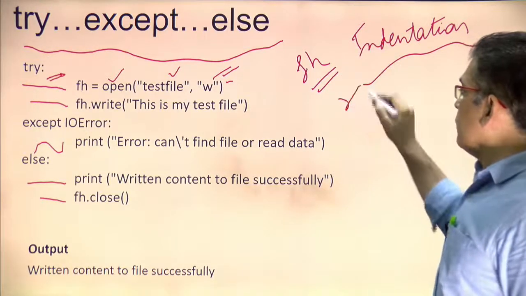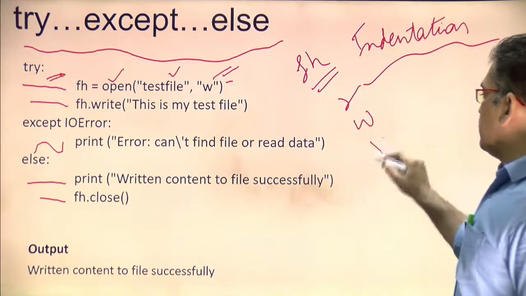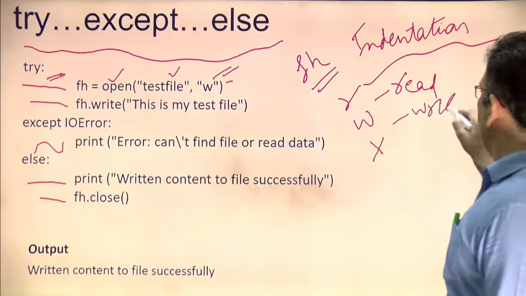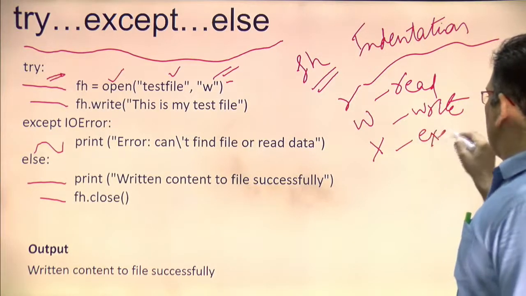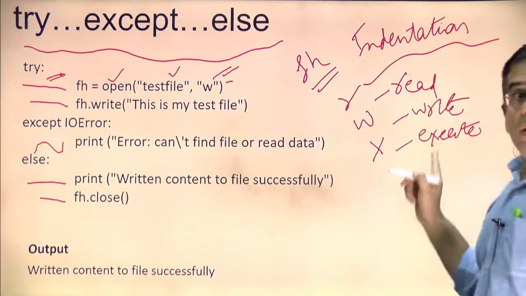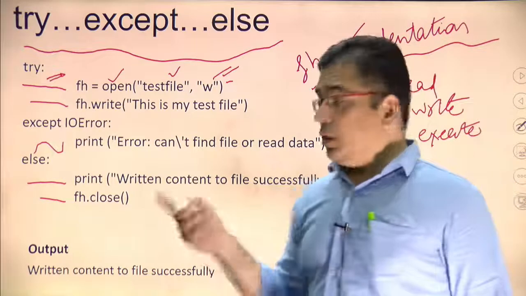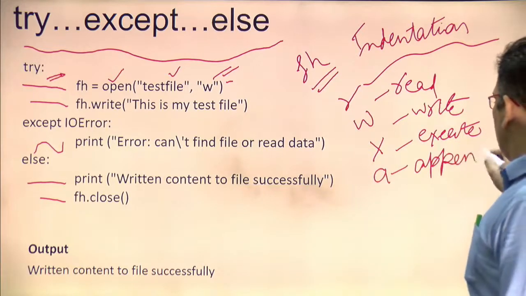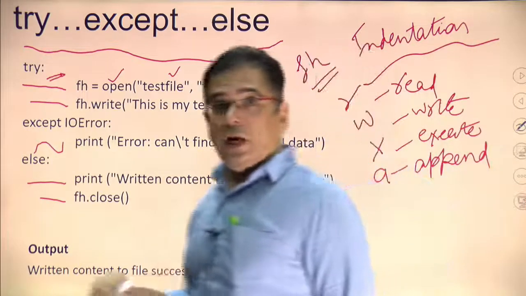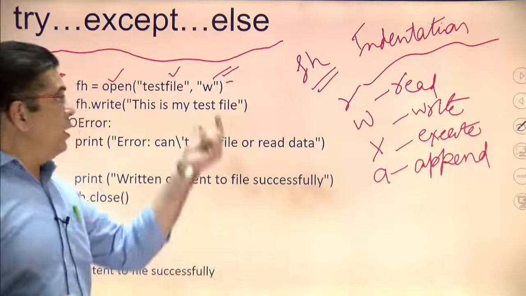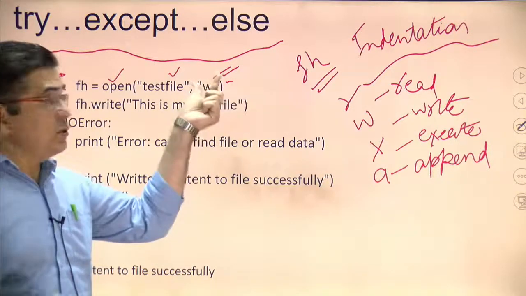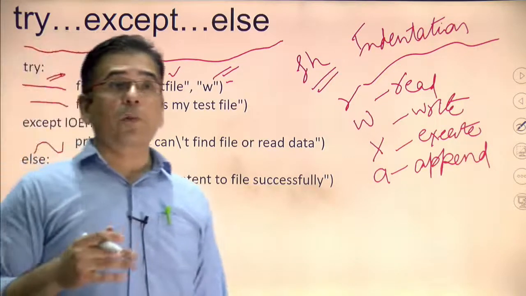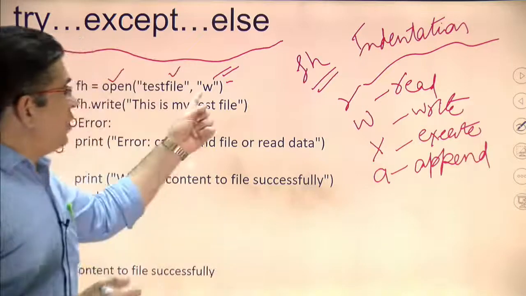As I already told in the previous class, there are three modes: read, write, execute. There are three modes of opening a file. In Python, one more mode is there, append mode. Generally there are three modes, but Python provides the append functionality as well. So when you are opening a file, you have to write its mode, but it is optional. You may skip this mode option. Then by default the file will be opened in read mode. But here I have written w.